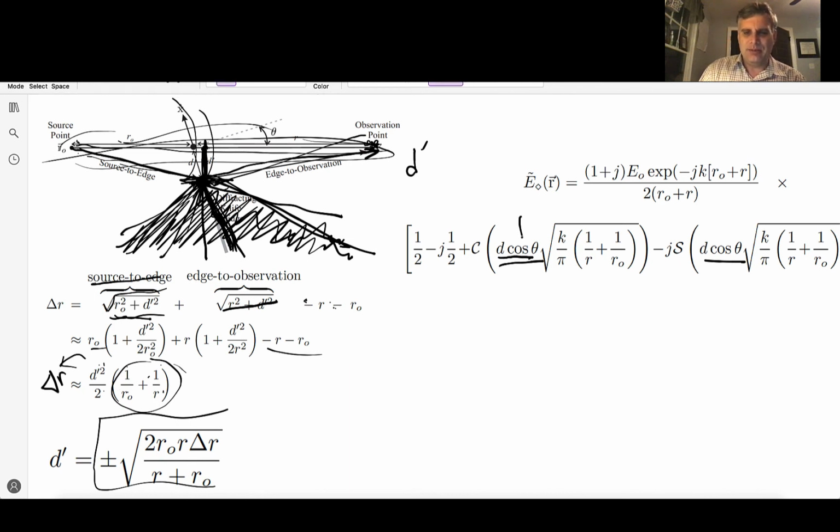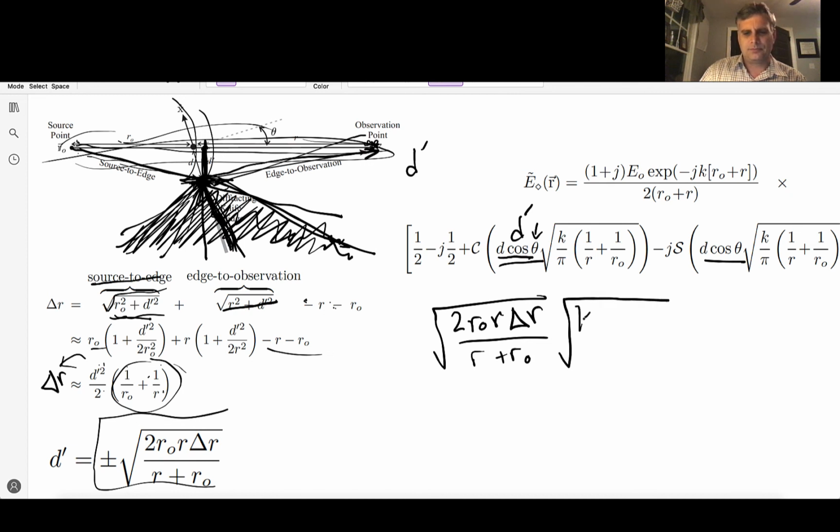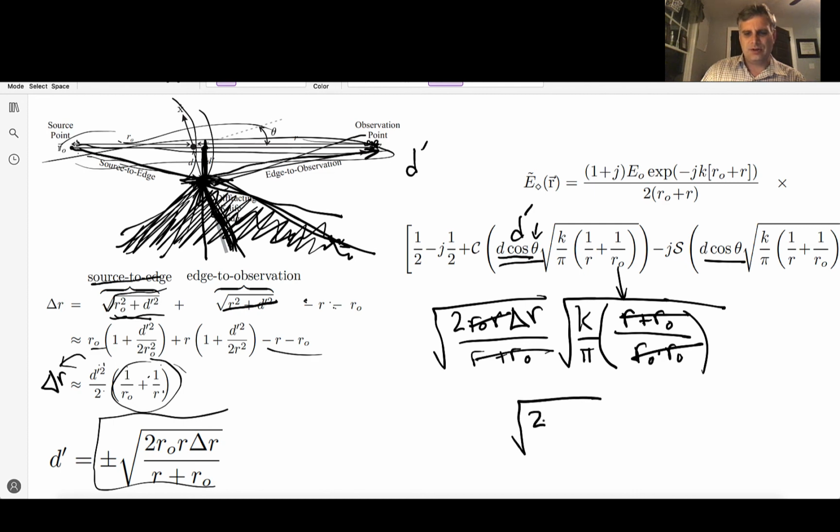So then what happens if I put d prime back into the argument here for my cosine integrals? Well, I have 2 r naught, r, delta r, times r plus r naught, when I take this term down, r naught times r naught. Well, this is very interesting, right? Because basically, when we multiply these two together in the argument, this cancels, this cancels, this cancels. And what we really have is 2 wave number over pi times delta r.